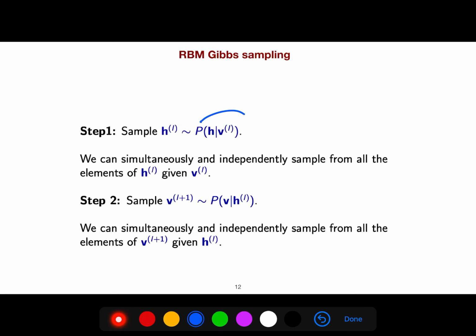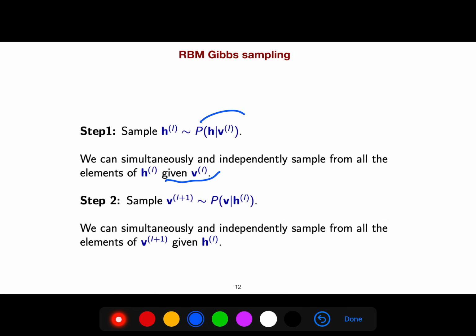But I don't think biological systems do this. They use this complicated way of training. So that's why we are missing something that we should discover. So we sample H from this probability. We can simultaneously and independently sample from all elements given your observation.